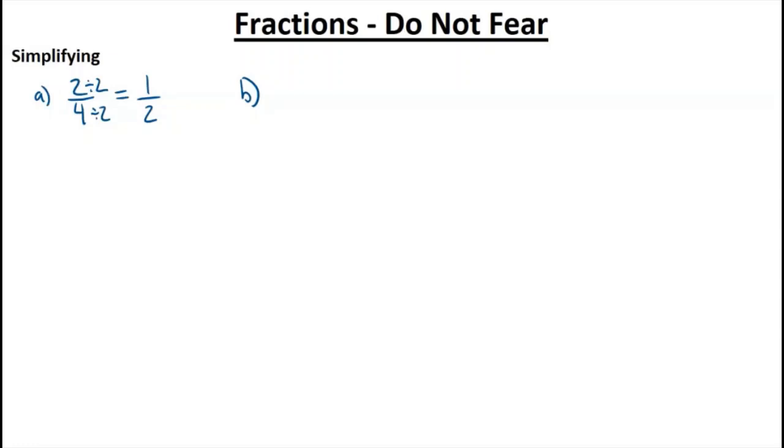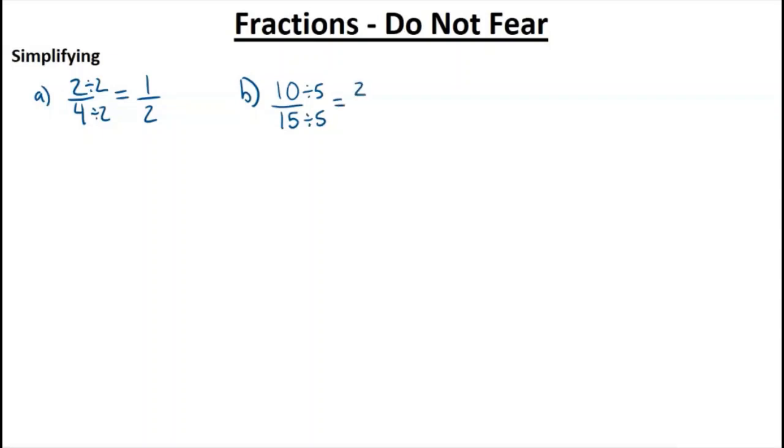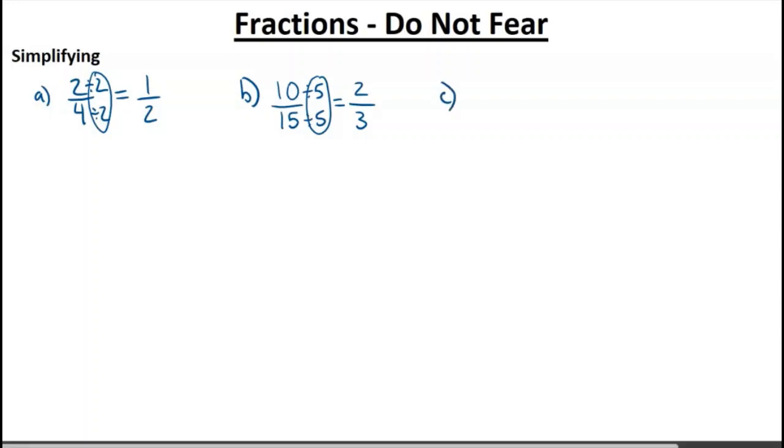Let's look at another one, 10 over 15. The greatest common factor that I can divide both 10 and 15 by is 5. And so if we divide by 5, we end up getting 10 divided by 5 is 2. 15 divided by 5 is 3, so we get 2/3. And so you'll notice these always have to be the same numbers that we divide by. If they're not, we're changing the fraction. But if they are, then we're just simplifying the fraction. We're making it smaller numbers, which are easier to grasp.